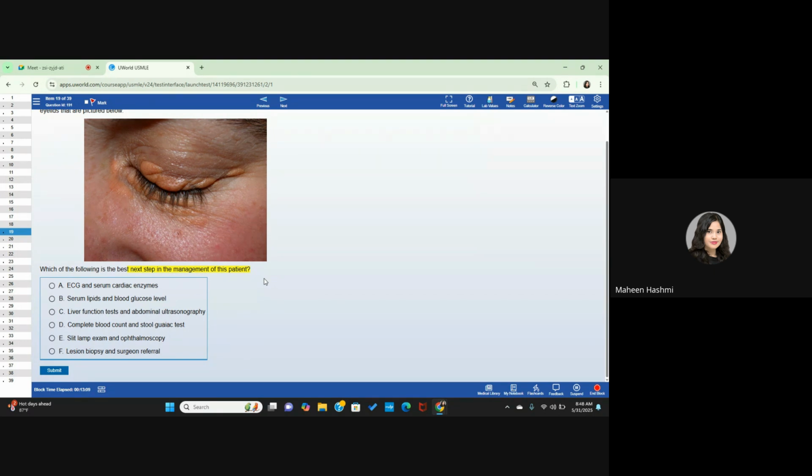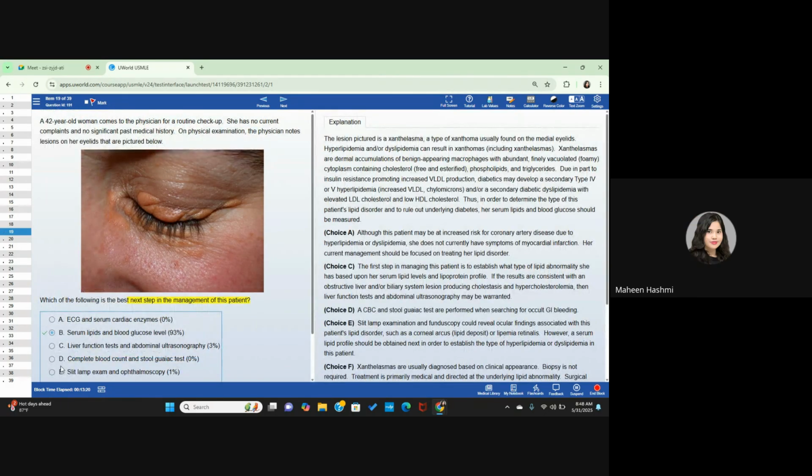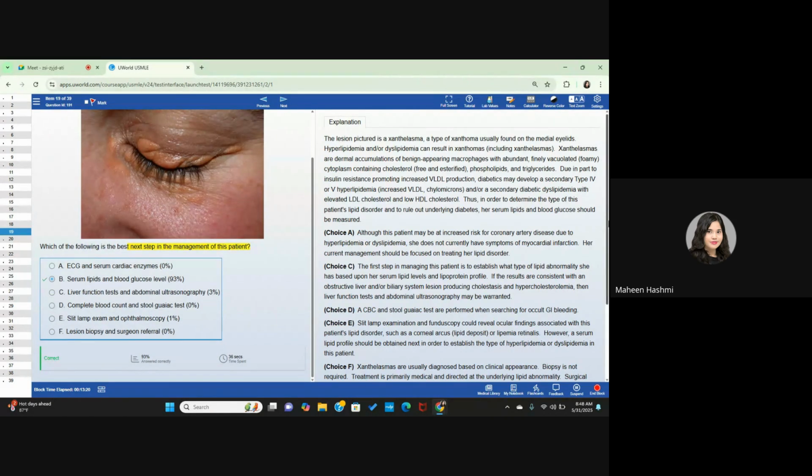All right, what do we do? Serum lipid and blood glucose level. B. Yes, B. I clearly remember this was on my step 2 Q bank. I don't know why they're giving you this.